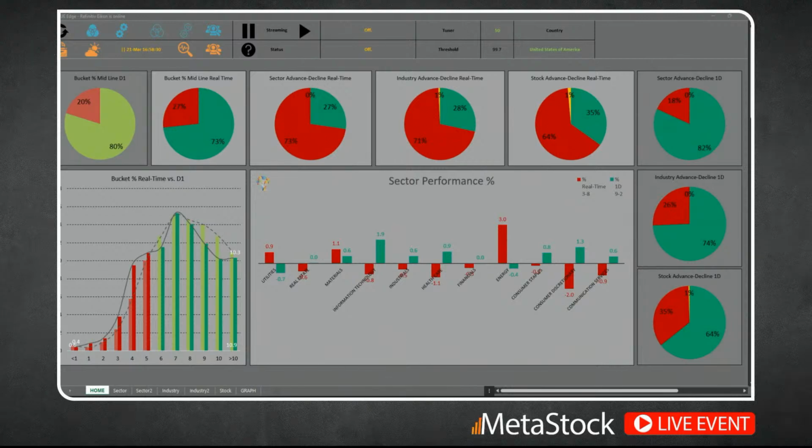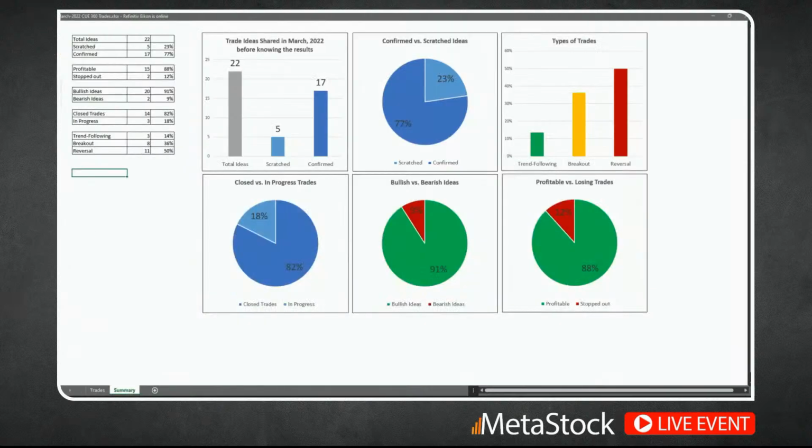What I'm going to first share is the summary that I created of all the trade ideas that I shared publicly before knowing the results. These were the trade ideas I shared in the month of March, current March. Total ideas 22. Okay, let's look at the graphs. Total ideas 22. 5 did not confirm. 17 confirmed. Now, what do I mean?